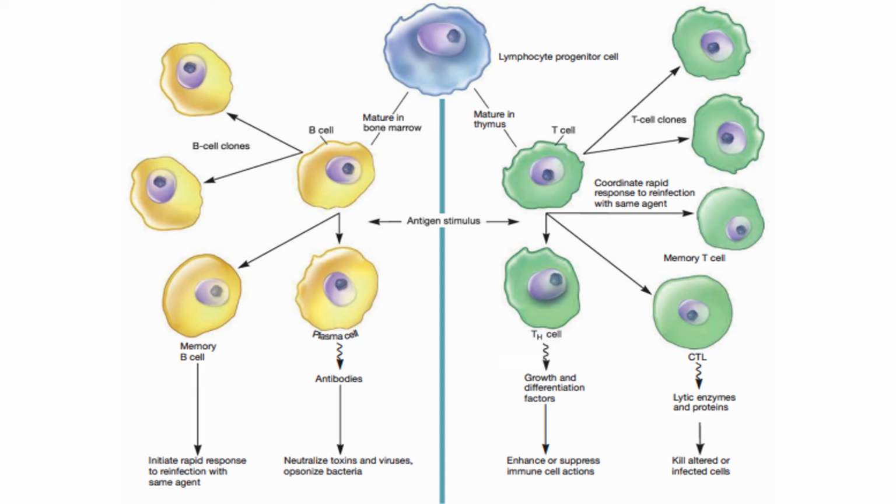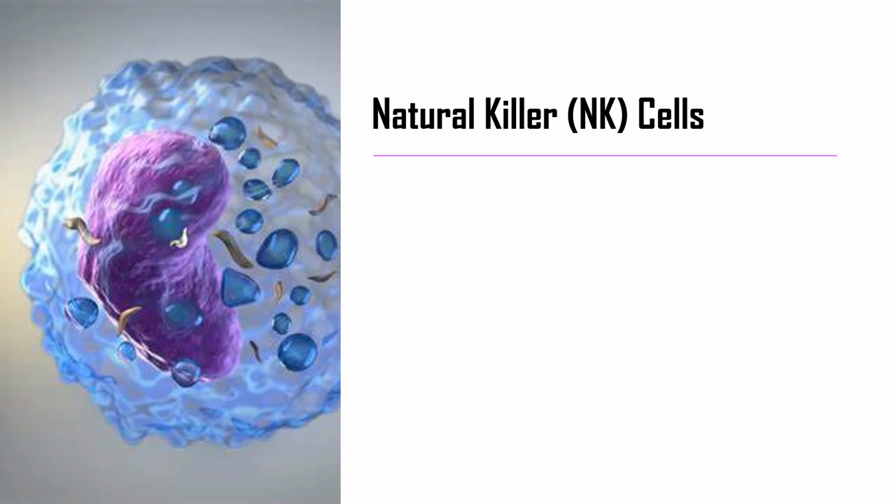Memory B cells initiate a rapid response to reinfection with the same agent. Antibodies neutralize toxins and viruses and opsonize bacteria. Then in T cells, Th cells secrete growth and differentiation factors that enhance or suppress the immune cell's action, and CTLs, using lytic enzymes and proteins, kill altered or infected cells.